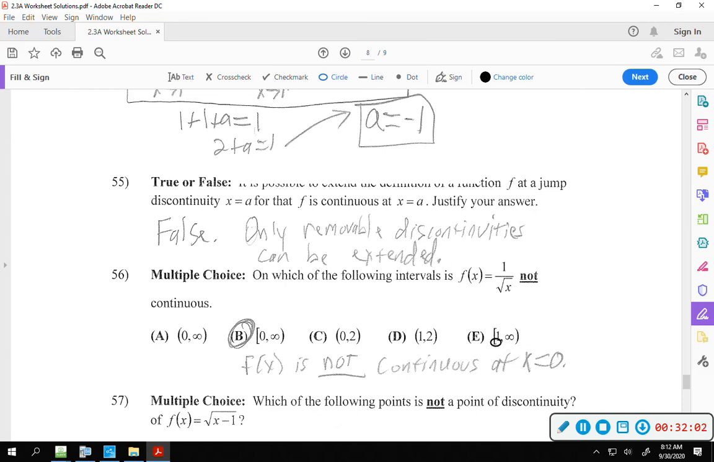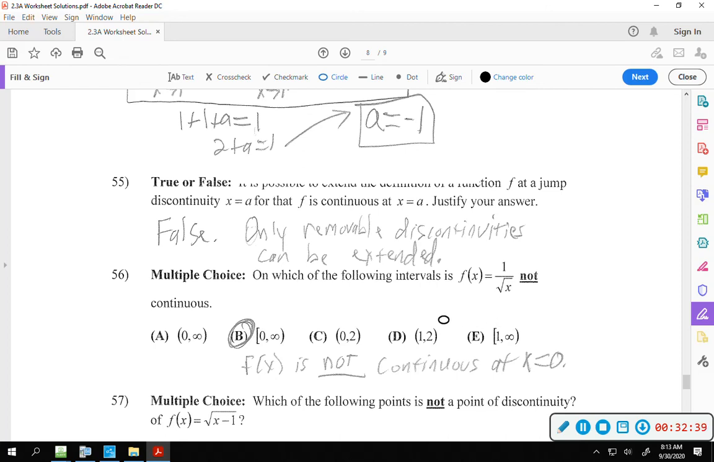It is not continuous on this interval because it is not continuous at x equals 0. We have an infinite discontinuity at 0, so we cannot have this bracket here. So this can be a little bit confusing. We're selecting which one of these intervals describes an interval that is not continuous for this function. And B is a not continuous interval because it's not continuous at 0. Because x equals 0 makes the denominator equal 0.